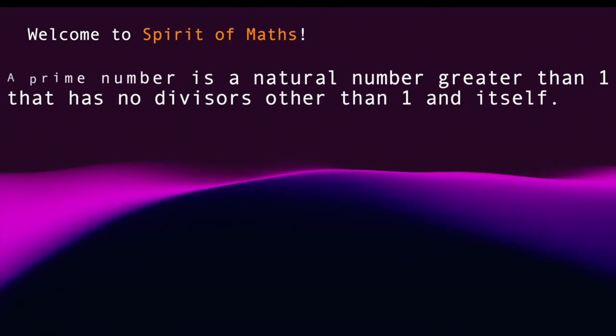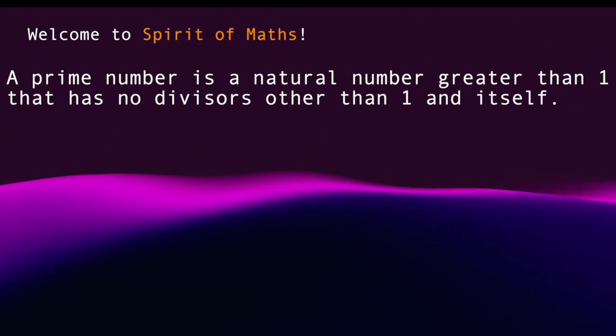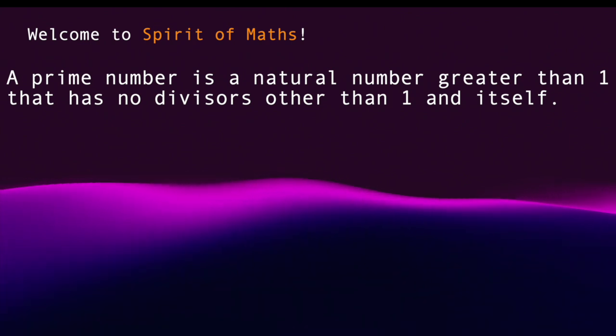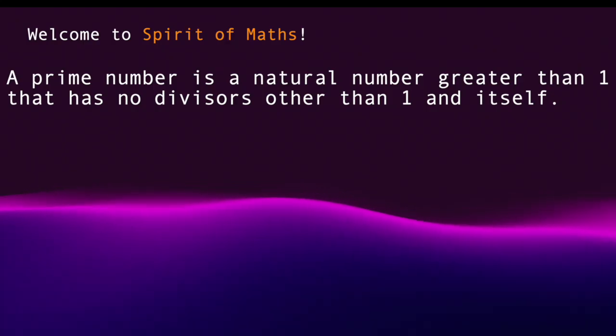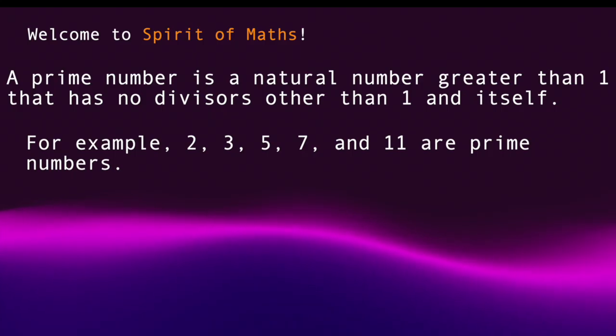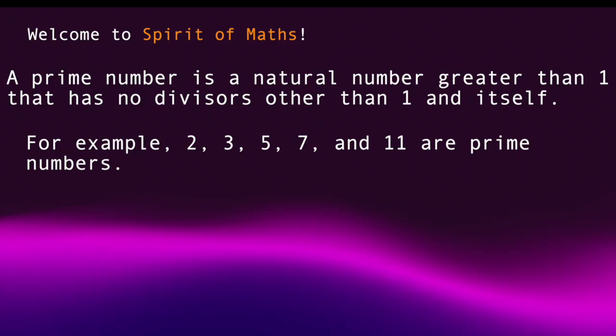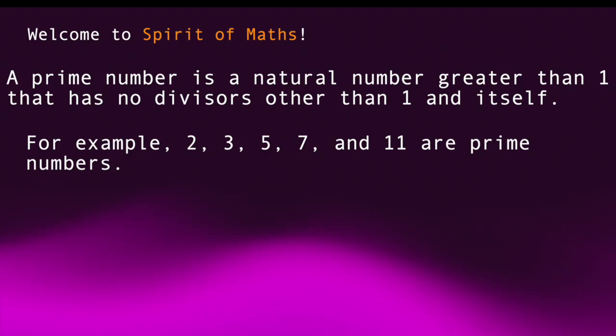So let's start. A prime number is a natural number greater than 1 that has no divisor other than 1 and itself. For instance, the first prime numbers are 2, 3, 5, 7, 11. And the prime numbers are the building blocks of natural numbers.